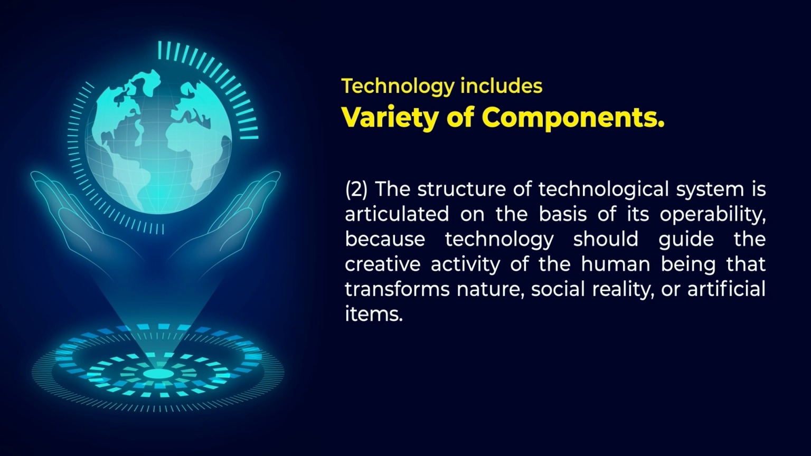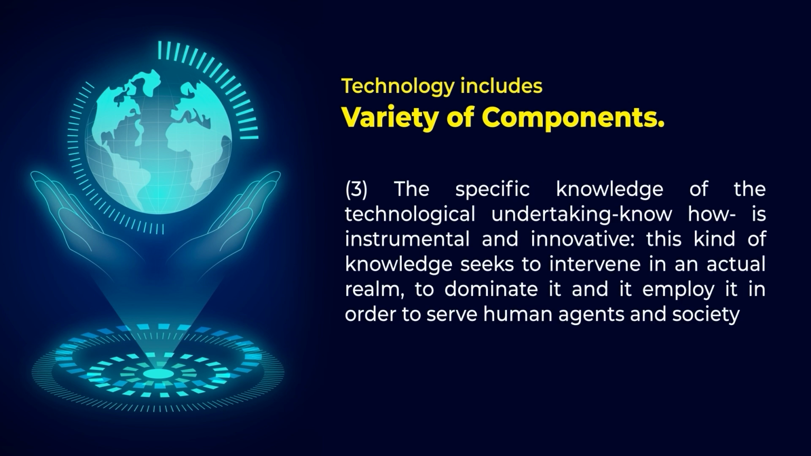The structure of a technological system is articulated on the basis of its operability because technology should guide the creative activity of human beings that transforms nature, social reality, or artificial items. The specific knowledge of the technological undertaking, know-how, is instrumental and innovative. This kind of knowledge seeks to intervene in an actual realm to dominate it and employ it in order to serve human good and society.